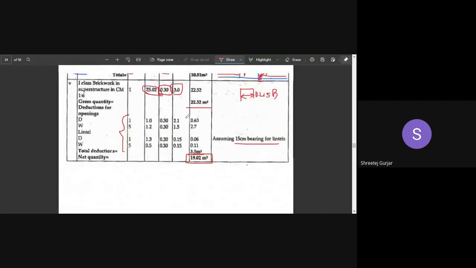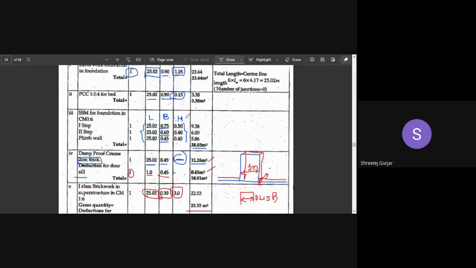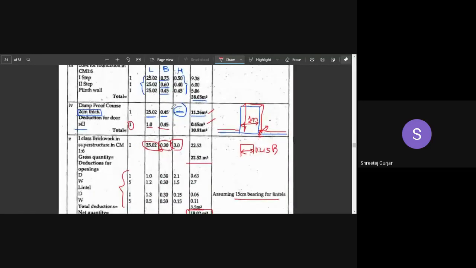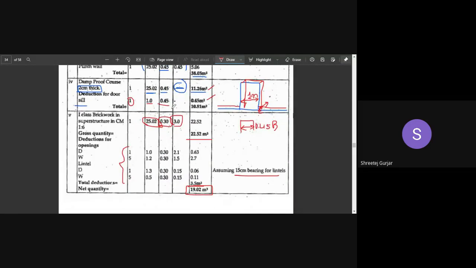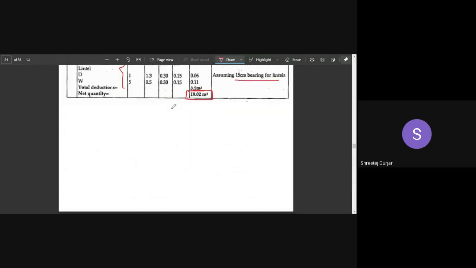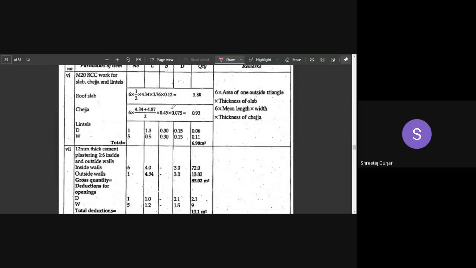So you can see it is very easy, right? Only the center line length calculation is a bit tedious. So after that, formation of this table is very easy. So you can calculate, and you can make this table in a very few moments. So moving on to RCC work.